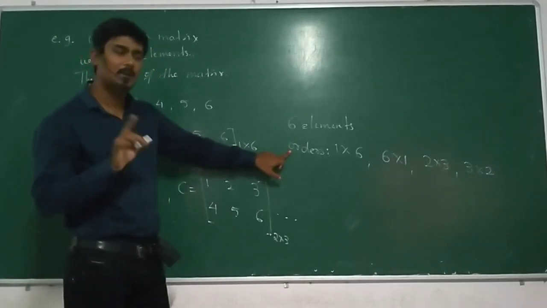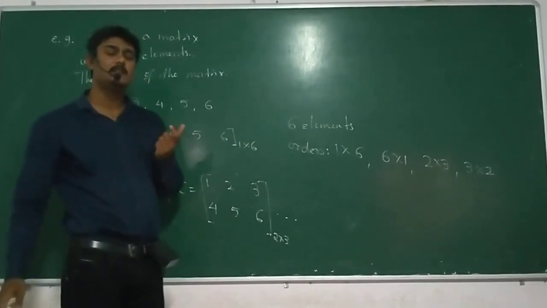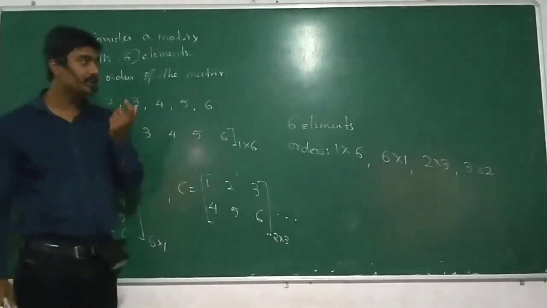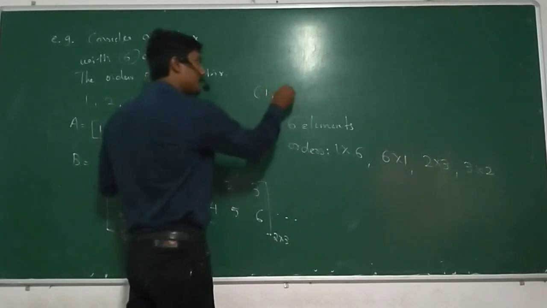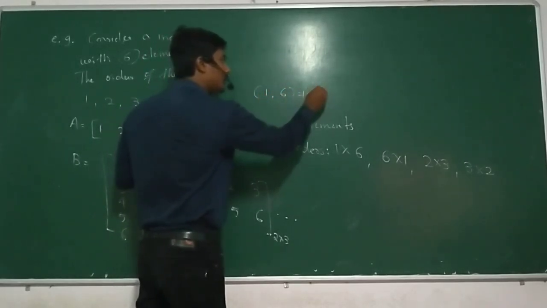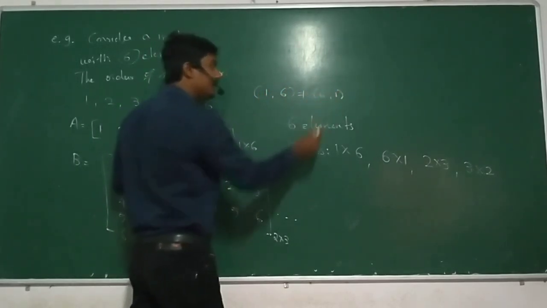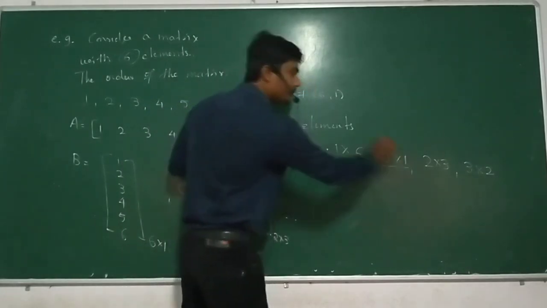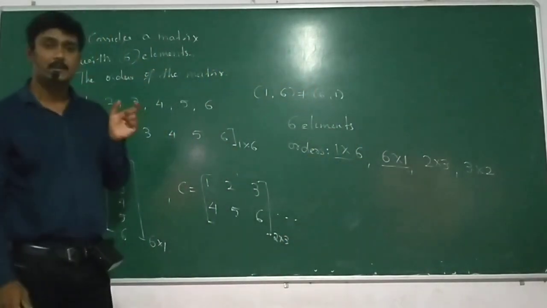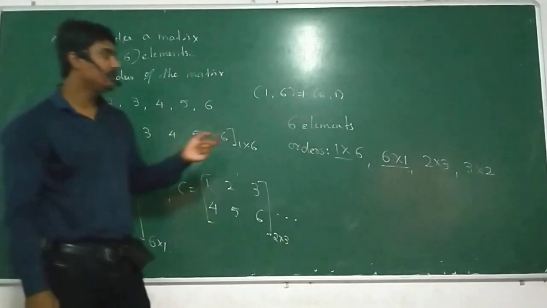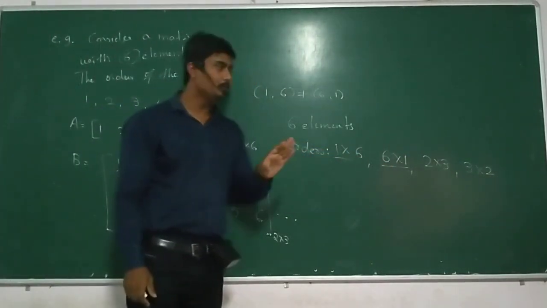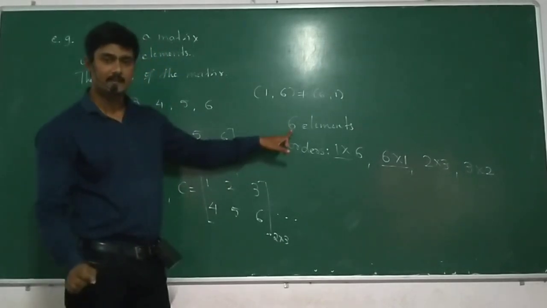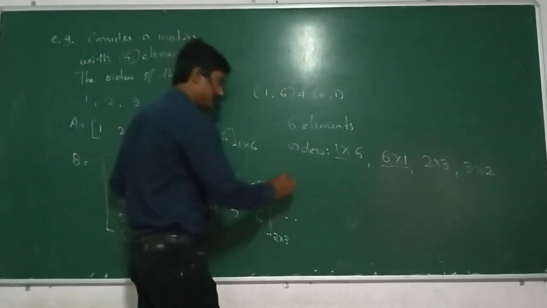Whenever we are given the number of elements present in the matrix, if we are asked to write down the possible orders, what are we supposed to do? We are supposed to write down the ordered pair of 2 numbers. When I say ordered pair, 1 comma 6 is not equal to 6 comma 1. Don't think that these two are the same. No. That's why I use the word ordered pair. So we are supposed to write down the ordered pair of 2 numbers whose product is equal to 6. Let me take one more example.